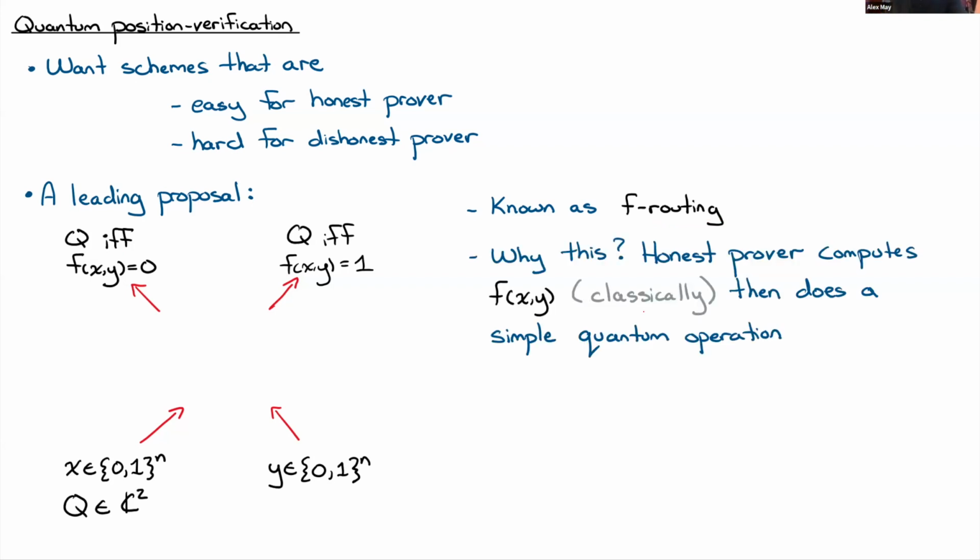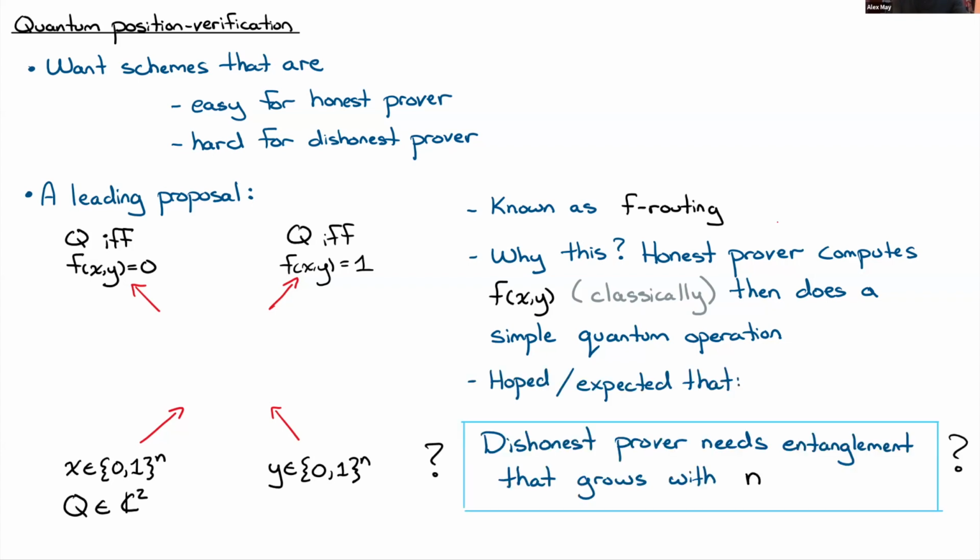Okay, so why are we interested in this one in particular? Why is this relevant for position verification? Well, one thing that's nice is that the honest prover, like I was just describing, their operations are almost just classical, right? So they compute this function f of x, y, and then they do order 1 quantum operations to redirect the quantum system. On the other hand, it's been hoped and I think expected that a dishonest prover, somebody who's trying to implement the same transformation in the non-local form, needs lots of entanglement, and in particular, entanglement that grows with the classical input size n.